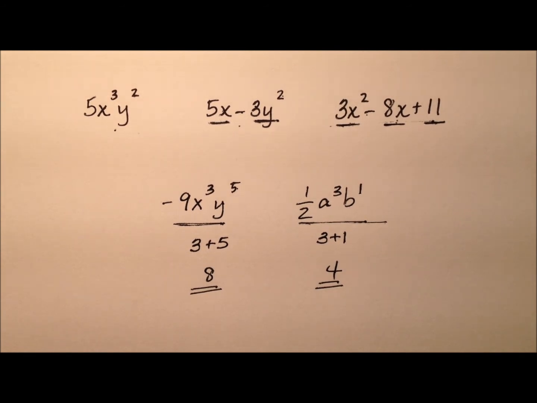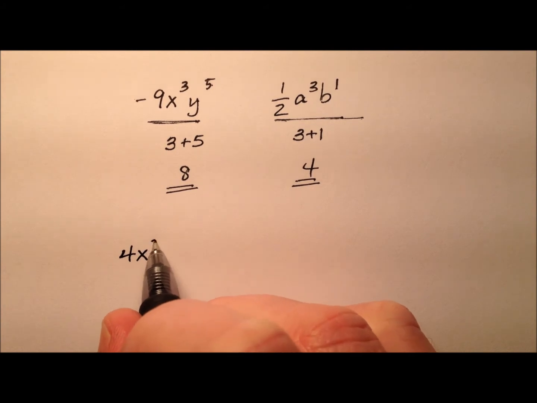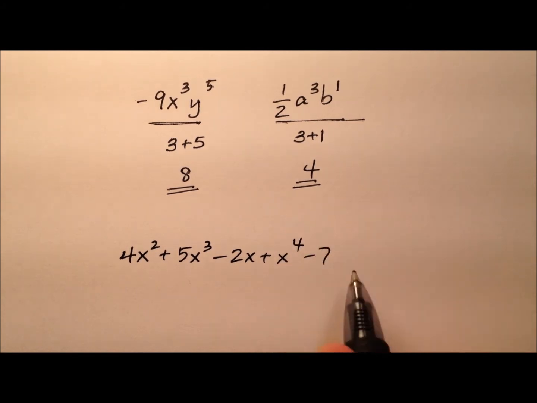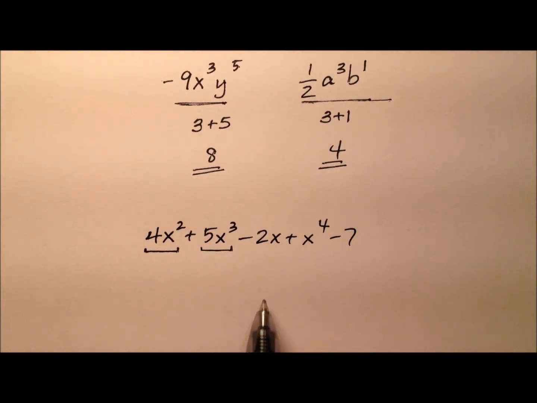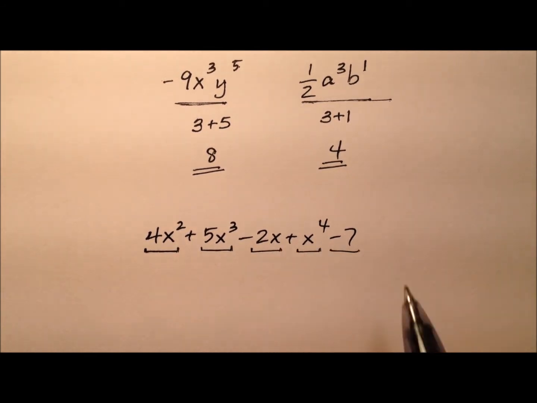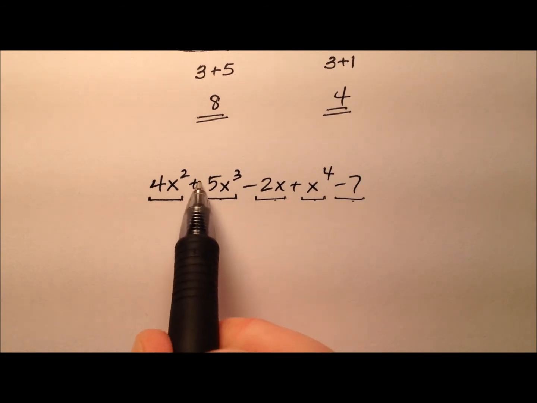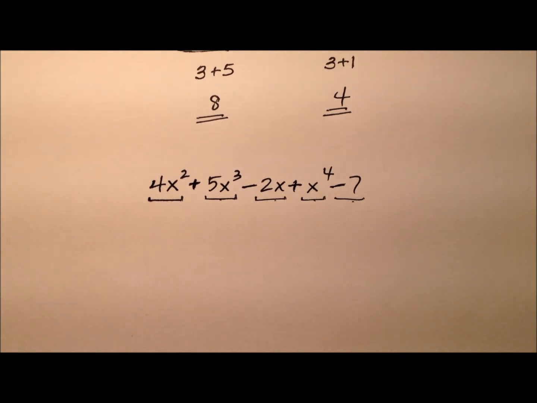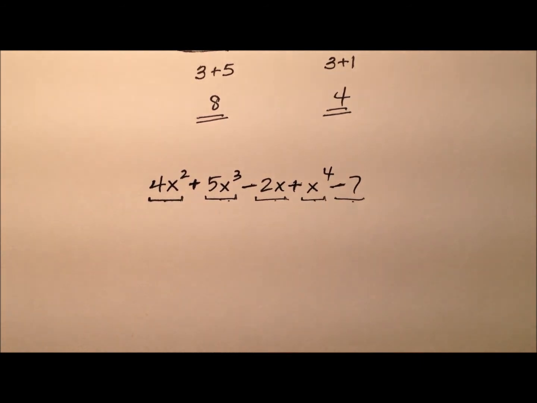So we're going to use this idea to go ahead and find the degree of a polynomial as well. So let's go ahead and write a polynomial here. So we have 4x squared plus 5x cubed minus 2x plus x to the fourth minus 7. So lots of terms here. In fact, how many? Well, 4x squared, and we have 5x cubed, a negative 2x, an x to the fourth, and a negative 7. So 1, 2, 3, 4, 5 terms. And we know there are 5 terms because when we count the number of addition and subtraction signs, there will always be one more term than addition and subtraction signs. So 1, 2, 3, 4 signs and 5 terms.